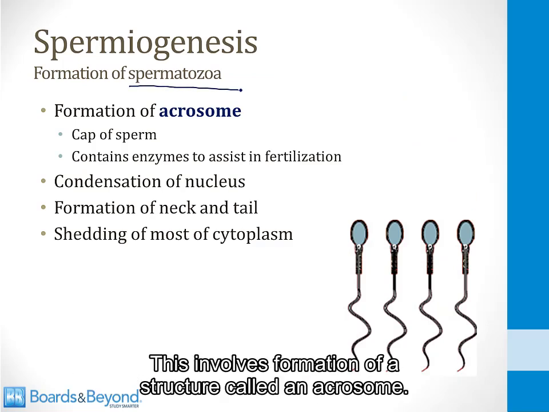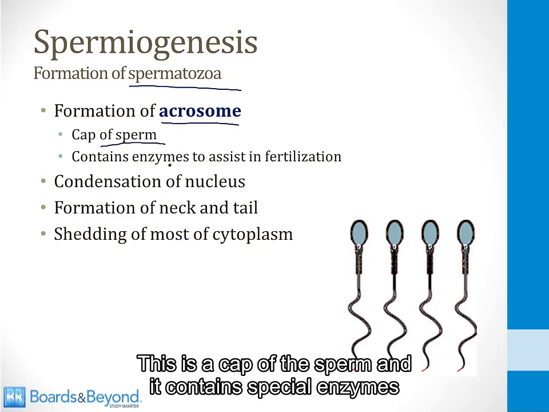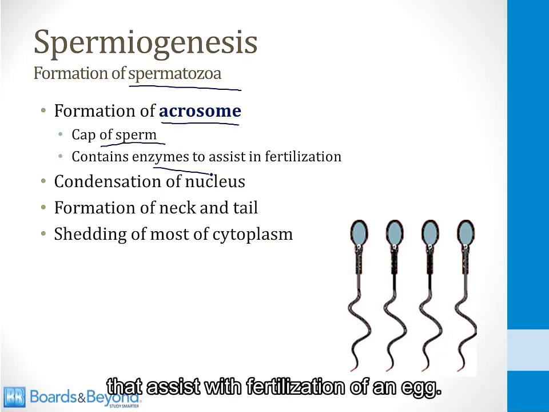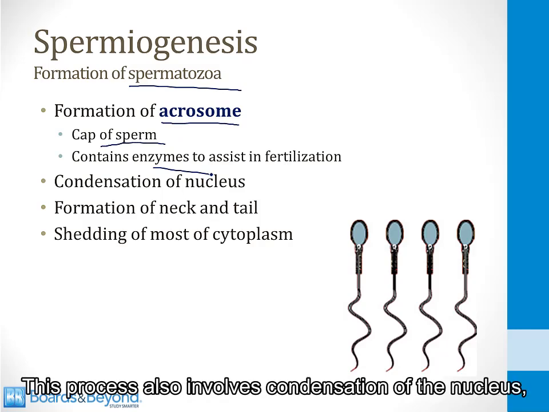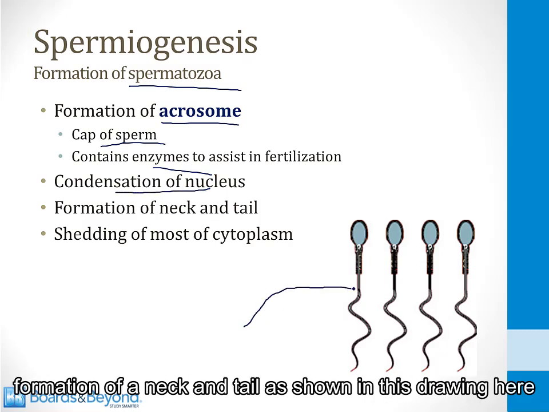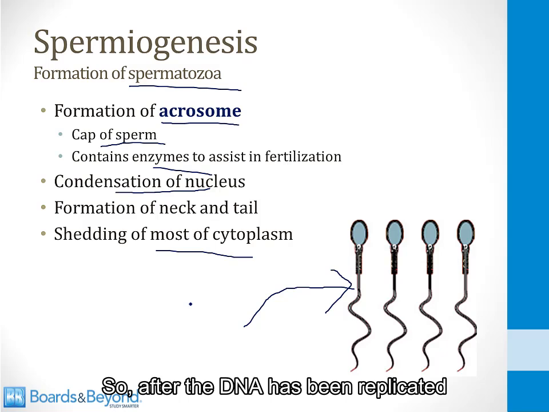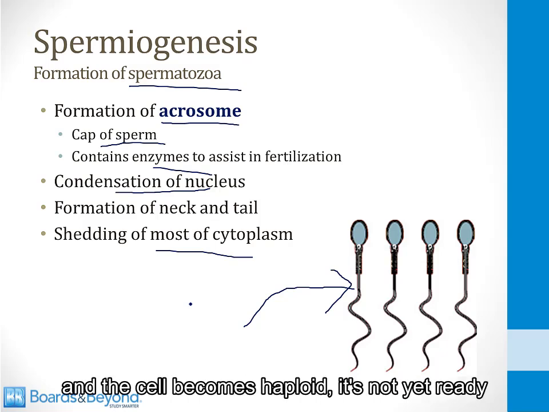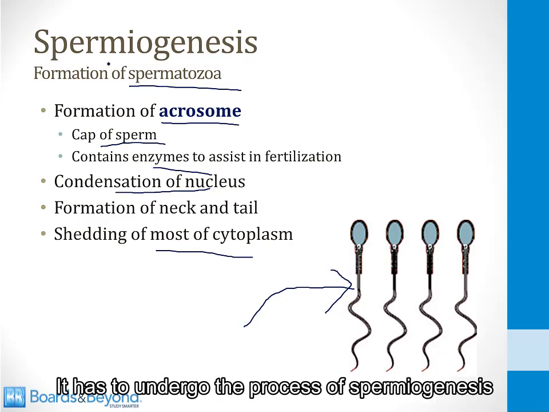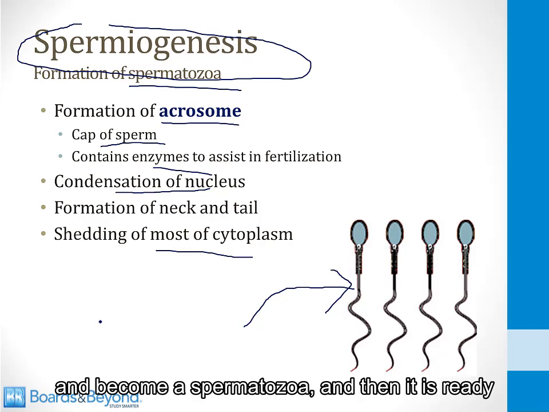This involves formation of a structure called an acrosome. This is a cap of the sperm, and it contains special enzymes that assist with fertilization of an egg. This process also involves condensation of the nucleus, formation of a neck and tail, as shown in this drawing here, and shedding of most of the cytoplasm. So after the DNA has been replicated and the cell becomes haploid, it's not yet ready to fertilize an egg. It has to undergo the process of spermiogenesis and become a spermatozoan, and then it is ready to fertilize the egg.